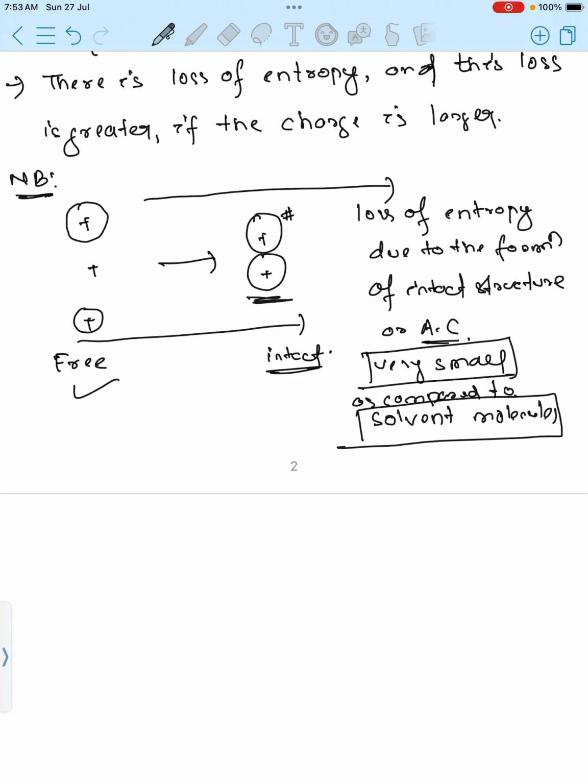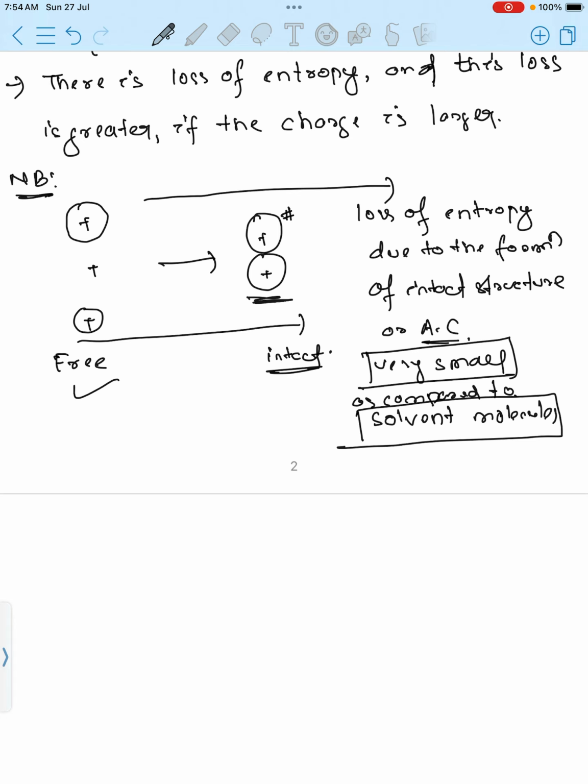So when they are free, when they are not associated, what is the value of entropy? When they are associated with each other, that is, forming the activated complex, what would be happening with the entropy? So there are two contributions towards the total entropy of activation. One is regarding the number of solvent molecules, and another one is regarding the number of ions.